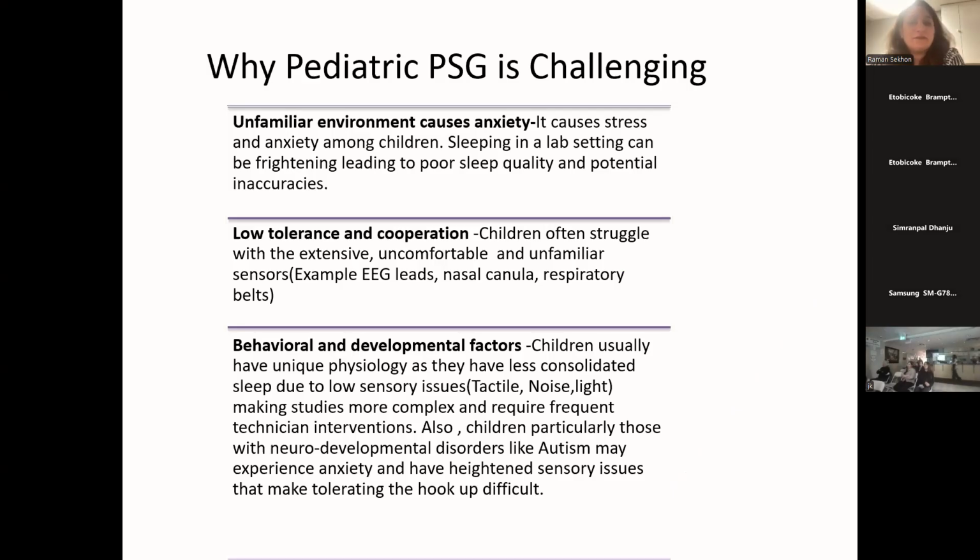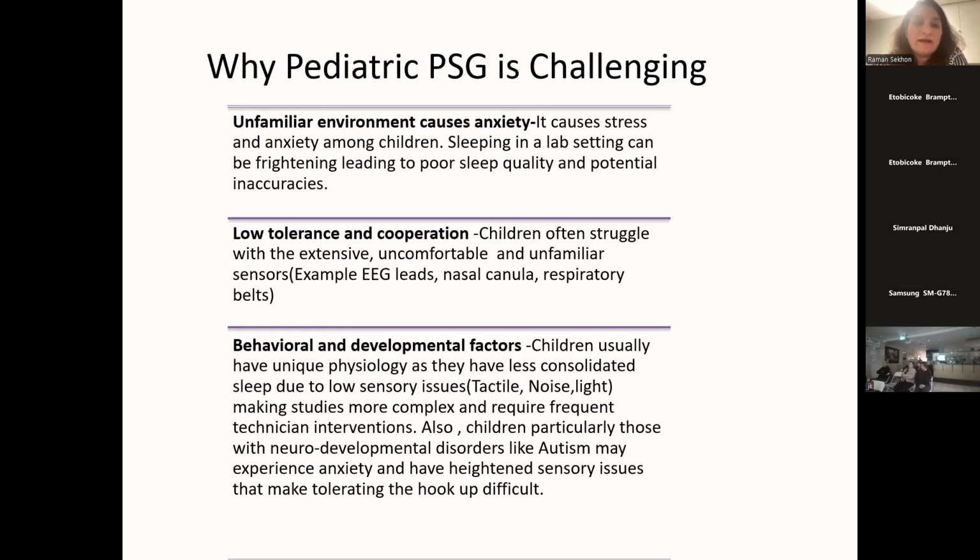So why is pediatric PSG challenging? There are various reasons that make pediatric sleep studies challenging. First is the unfamiliar environment, which causes anxiety. As we have already discussed, sleeping in a lab setting can be frightening, leading to poor sleep quality and potential inaccuracies. It is often termed the first night effect. They may experience reduced total sleep time, lower sleep efficiency, and reduced REM sleep. Sometimes, the white scrubs that we wear while setting up the patient may also add to the anxiety.